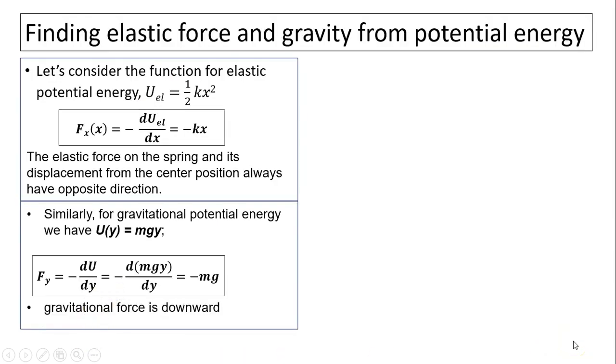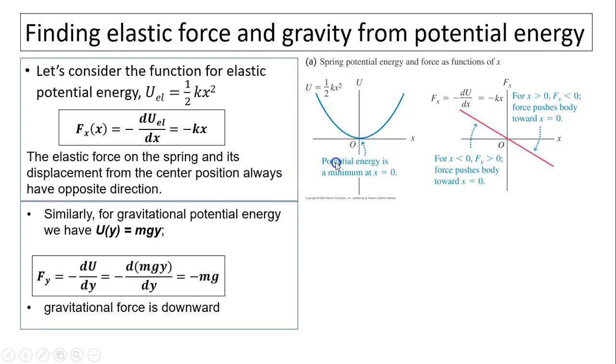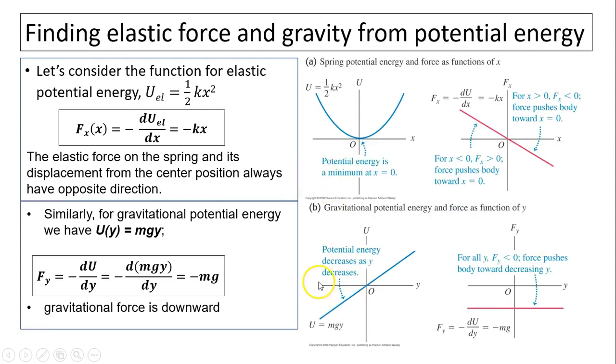Finding elastic force and gravity from potential energy. Those are the two conservative forces we have learned. Let's try to derive the forces from the potential energy equations. For elastic, the potential energy equals 1/2 kx squared. We take the negative derivative, and we have negative kx. This says the elastic force on the spring and its displacement from the center position always have opposite directions. That makes sense.